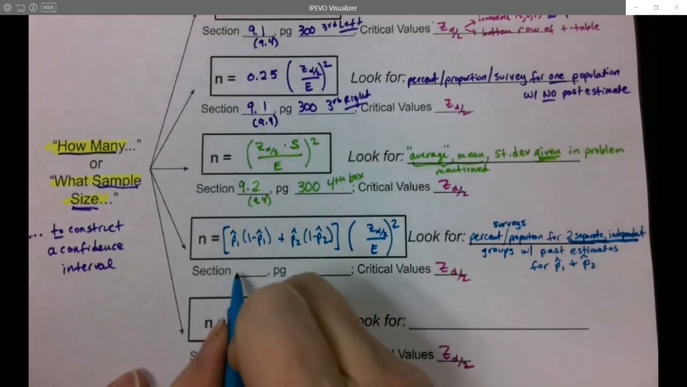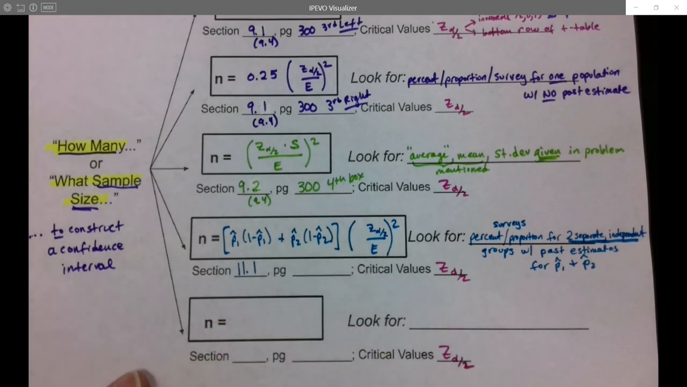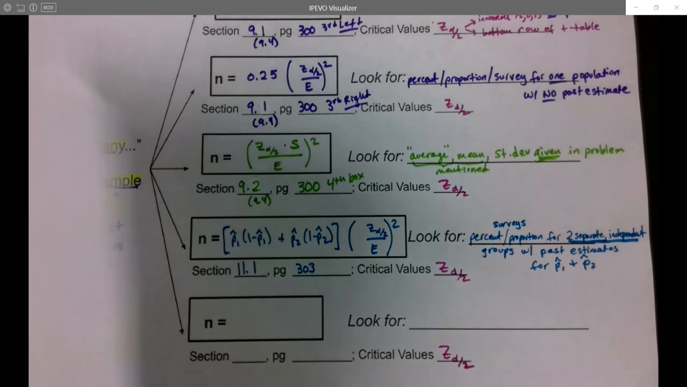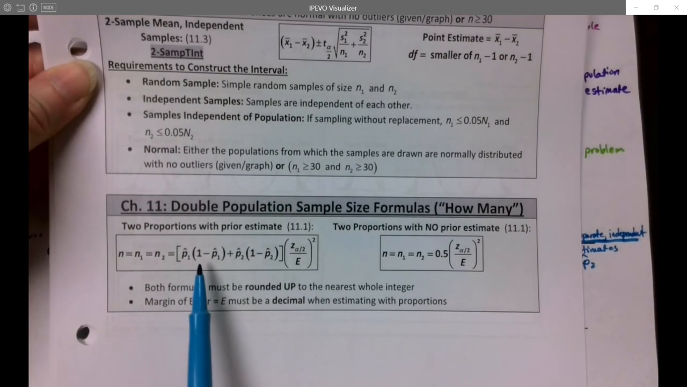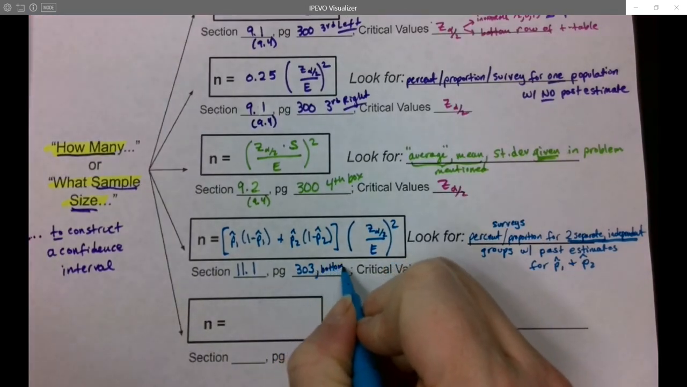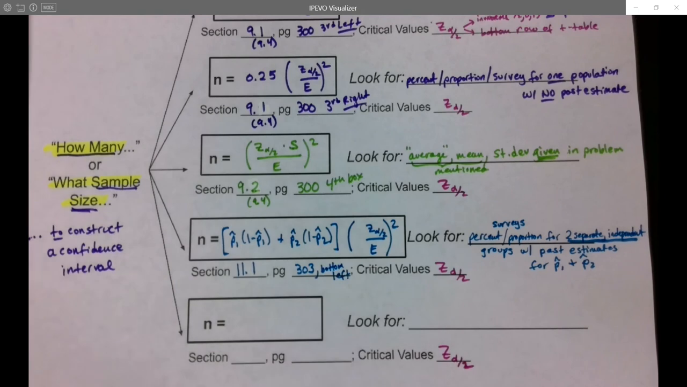We learned this in section 11.1. It's on page 303. So I grab 303. It's in the bottom box on the left, right? So bottom left. As opposed to 11.1, this is page 303. This is going to be the bottom right.